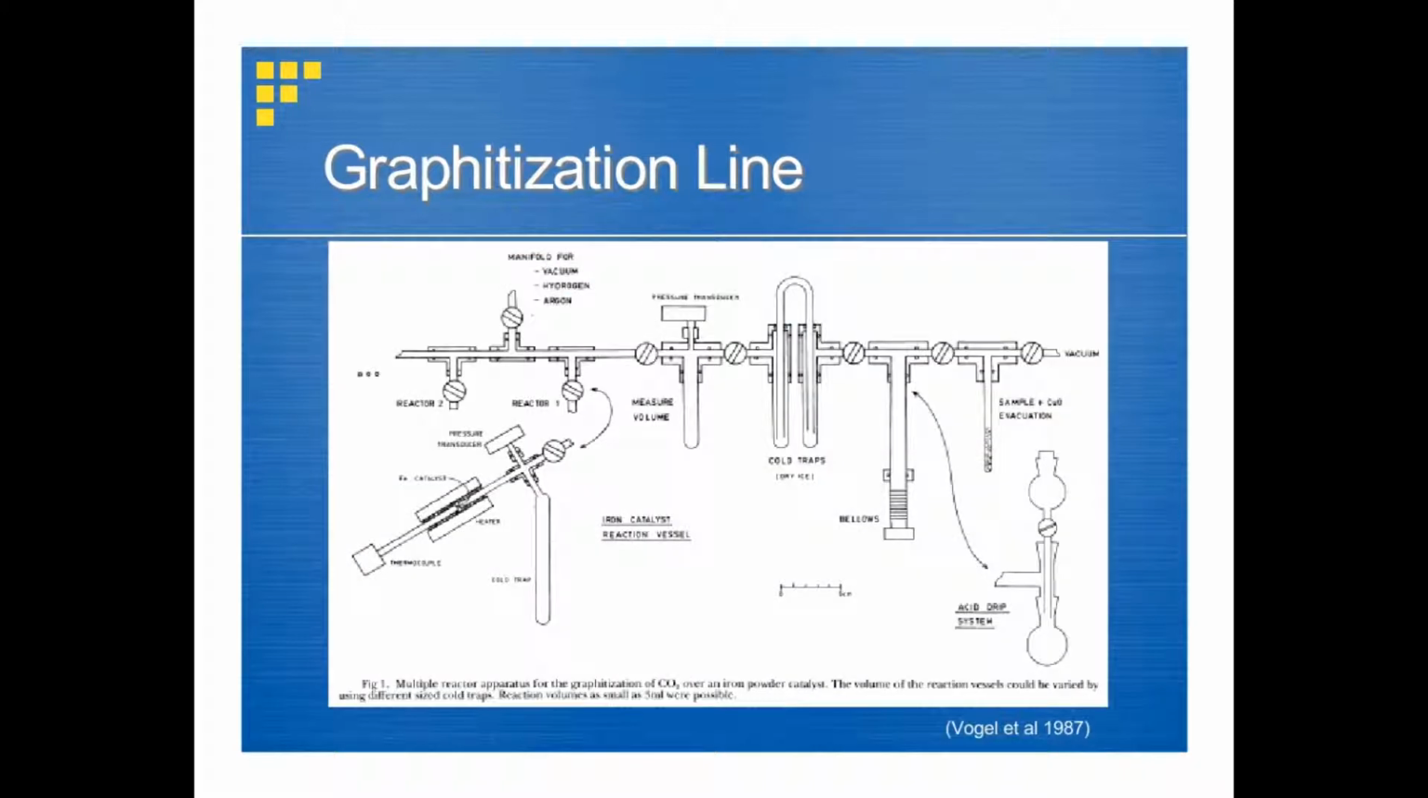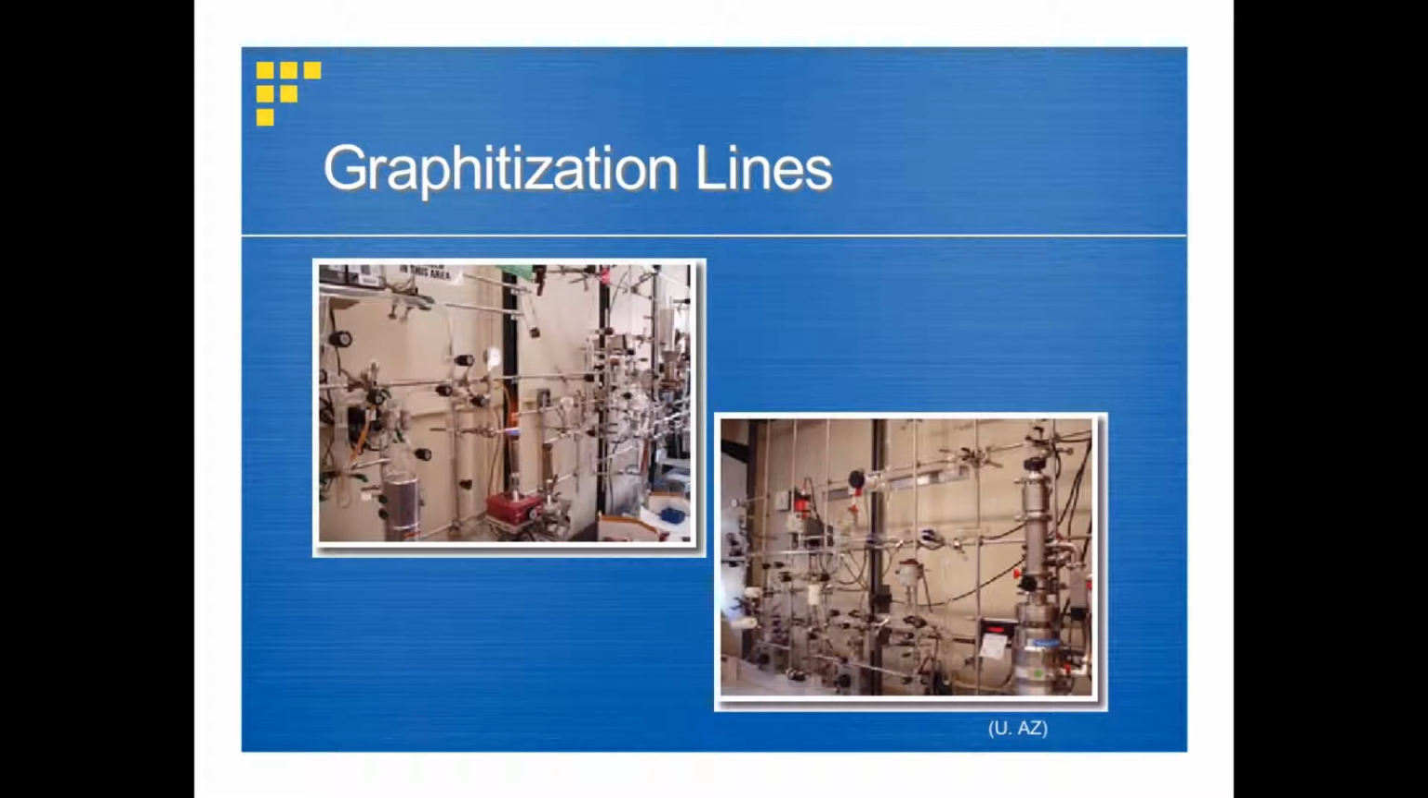This is an example of how the sample is converted to graphite. I won't go through all the details, but I can give you the references later. Basically, it's done in a sealed tube with a heater and a cold trap on the other side, and the CO2 and hydrogen in the presence of a catalyst converts to graphite and water. And this is a picture of some of the graphitization lines at the University of Arizona. It's a bunch of glassware and stainless steel tubing.